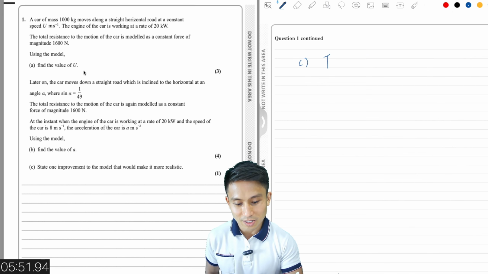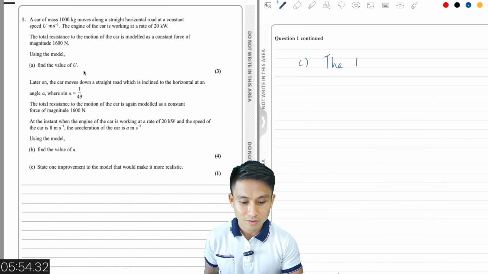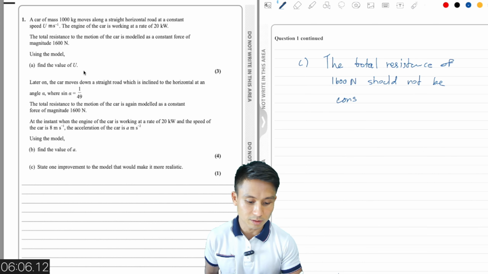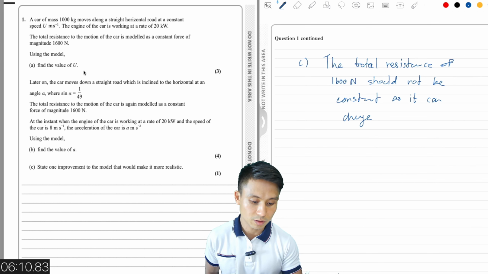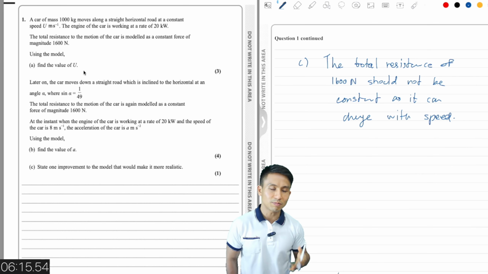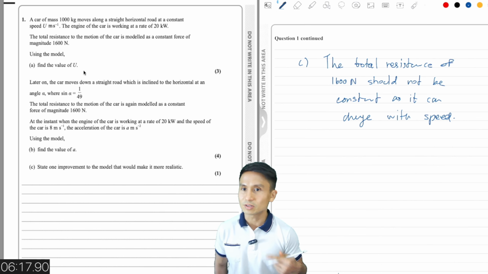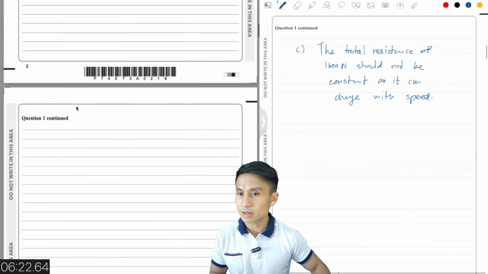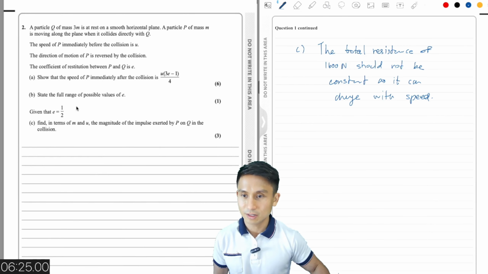So the total resistance of 1600 should not be constant, as it can change with speed, because you have acceleration down the plane, likely it's going to change. Yeah, and that's it. Okay, there you go. That's question 1 done. Easy.